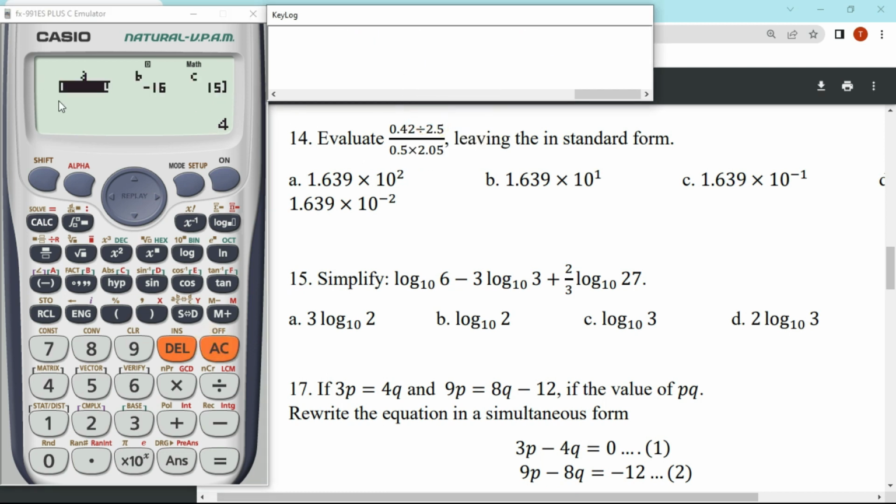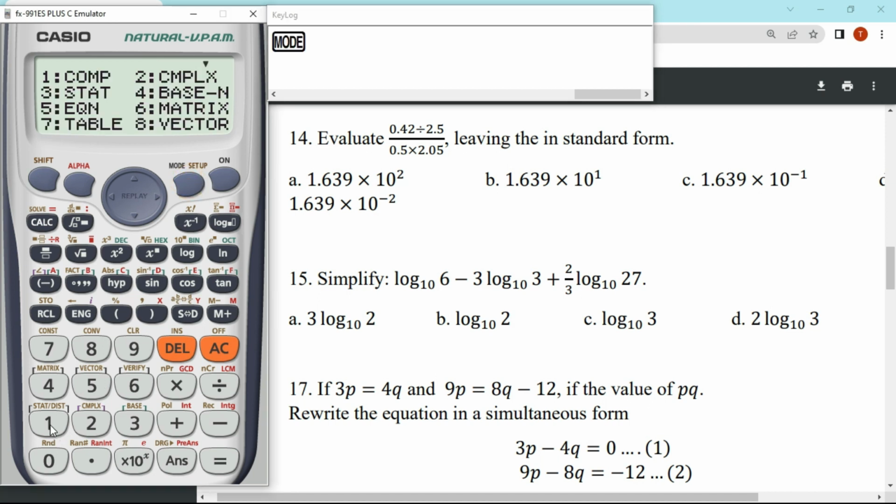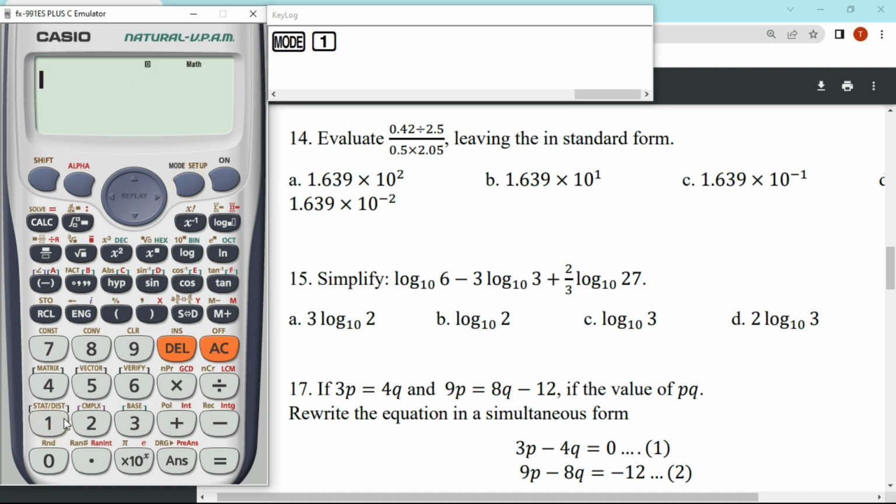But mind you, we have done the calculation and we are in equation mode. If you want to go back, just click on mode and click on number 1. Then we are back to the general calculation mode. All right. So all you have to do now is input the figures of question 14 into the calculator. You are asked to evaluate 0.42 divided by 2.5, that expression over 0.5 multiplied by 2.05. And we have to leave the answer in standard form.